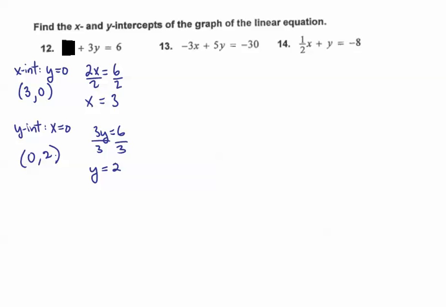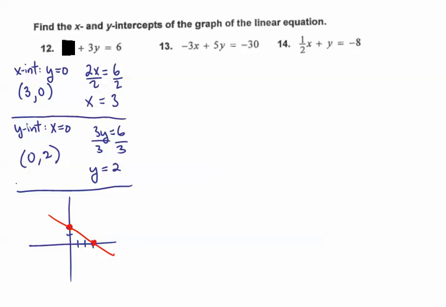If we were going to graph these very quickly on a graph, x is 3, y is 0, we'd have a point here, and then when x is 0, y is 2, and we would have that point there. Then we're simply going to draw a line through them. Okay, so we have our x-intercept, our y-intercept, and then we go on and graph them.